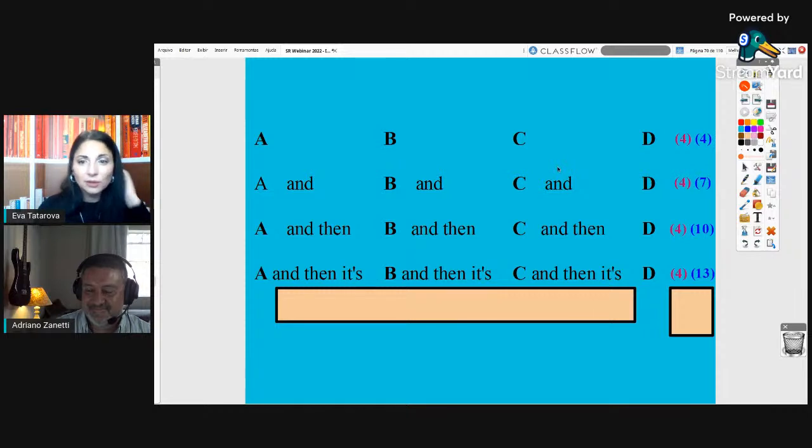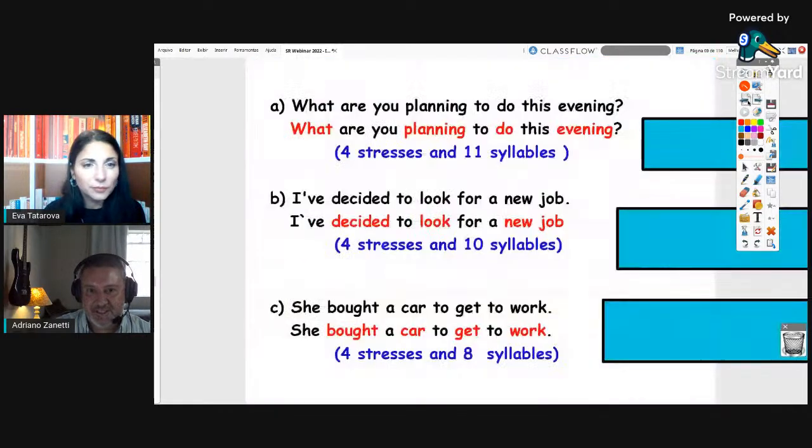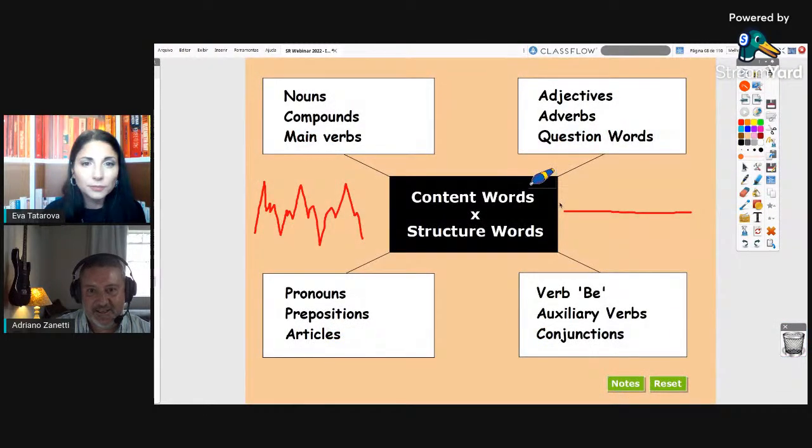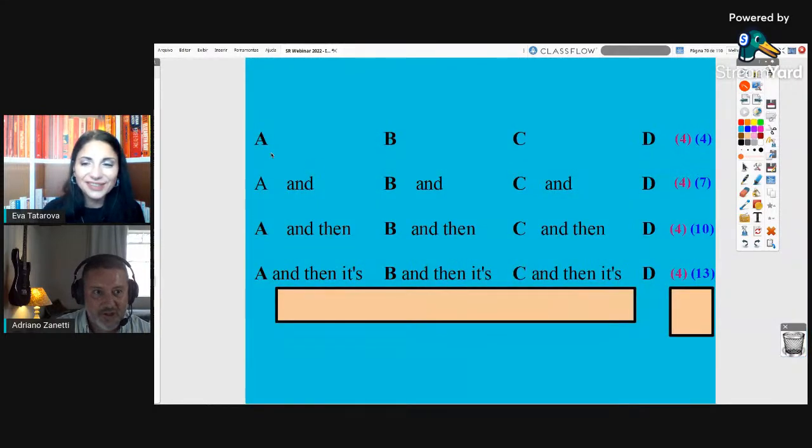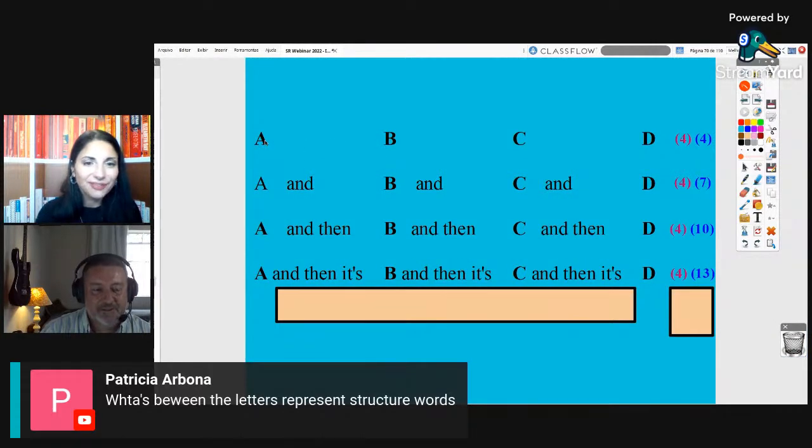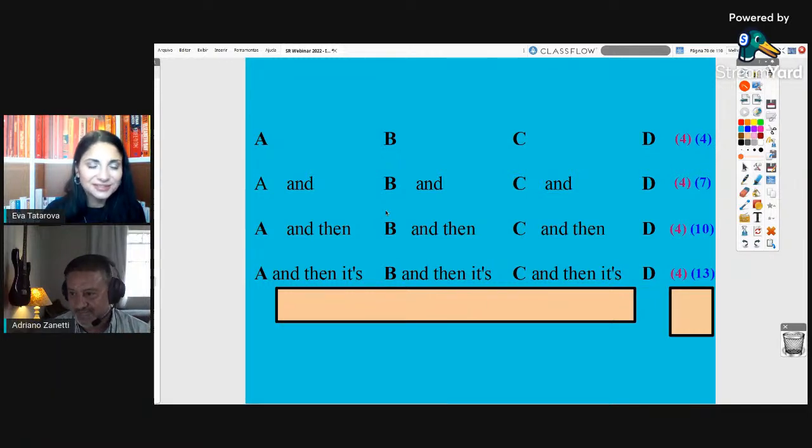Yeah, thank you. And if you notice, what is between the lines is actually what is down here, the structure words, and what is in the letters is the content words. So that's the rhythm. And the grammar is in between the stresses. So the more grammar you need, the less stressed each chunk will be.